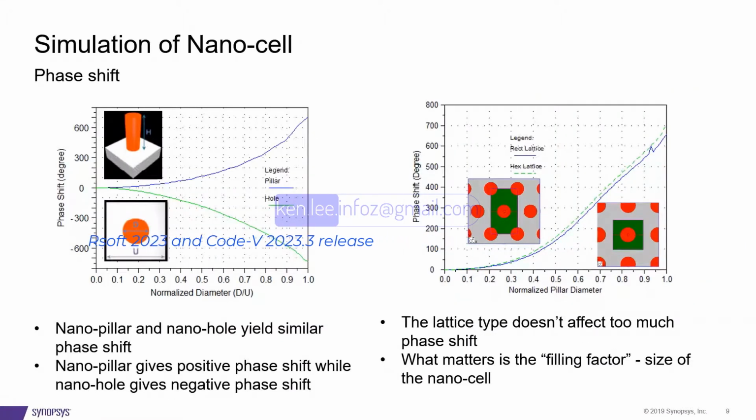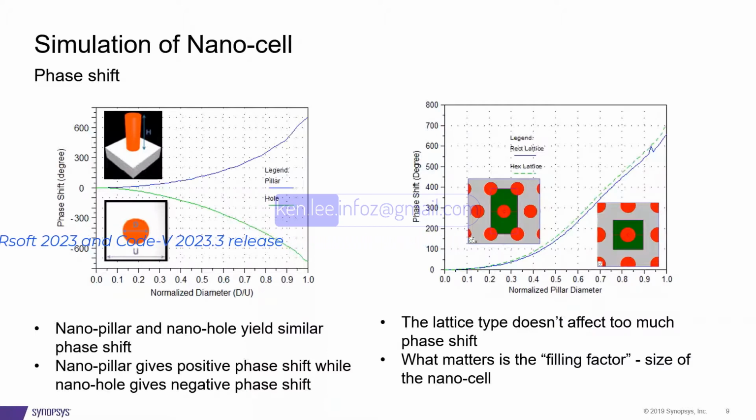But first, let's take a look at the simulation of the nanocell. In this example, we simulated 2 types of nanocells, nanopillars and nanoholes. So as shown in the charts, either nanopillars or nanoholes cause similar phase shifting, but the nanopillars give a positive phase shift, while the nanoholes give a negative phase shift. Well, this is very obvious, since any medium has a higher refractive index than air. More medium, higher index, more air, lower index.